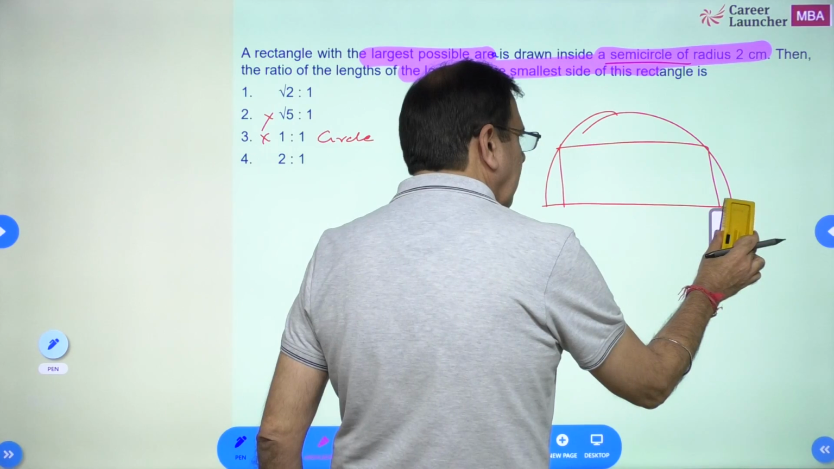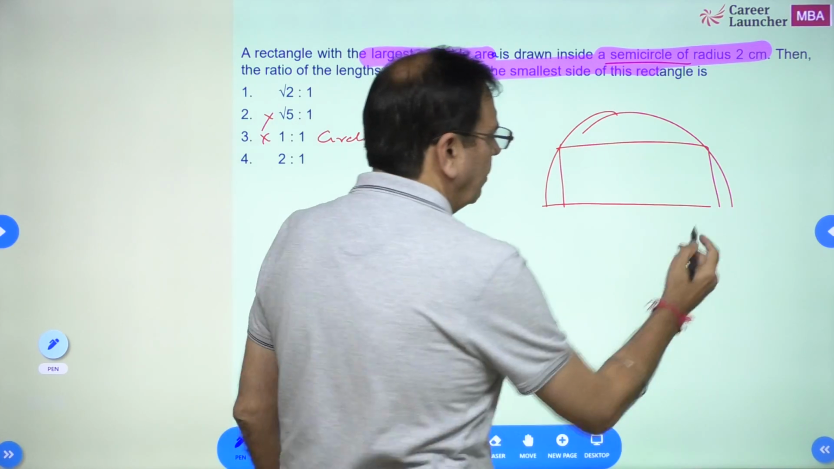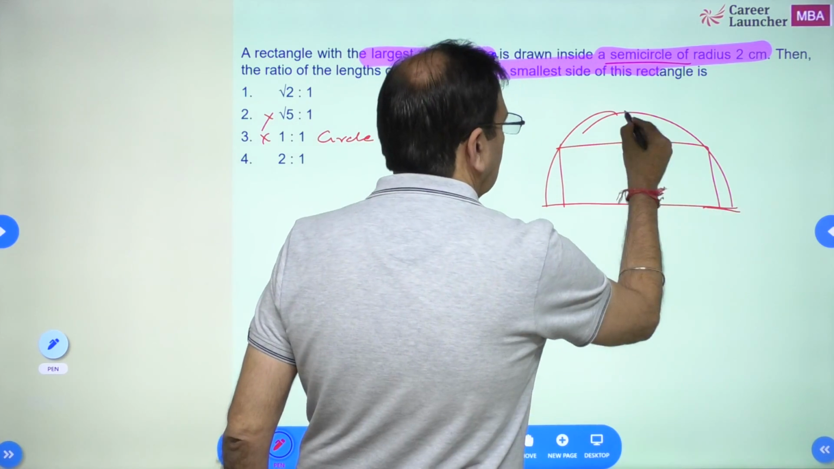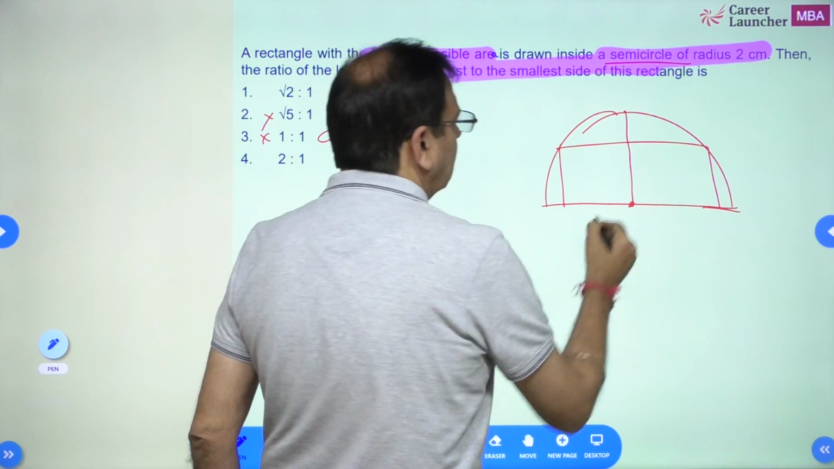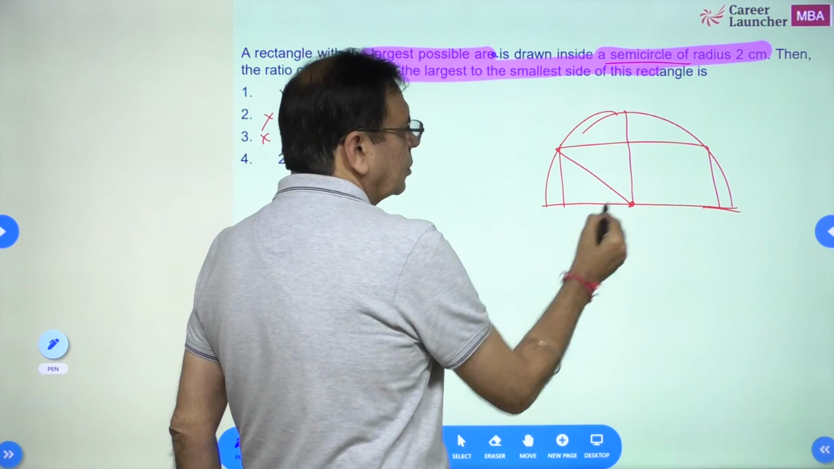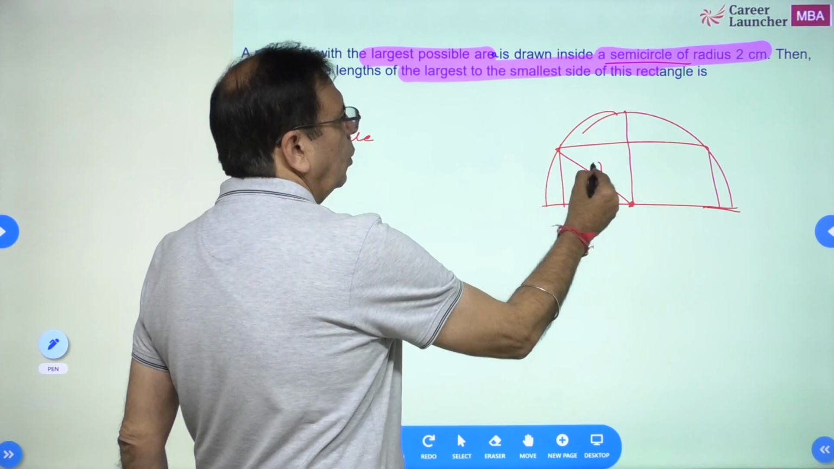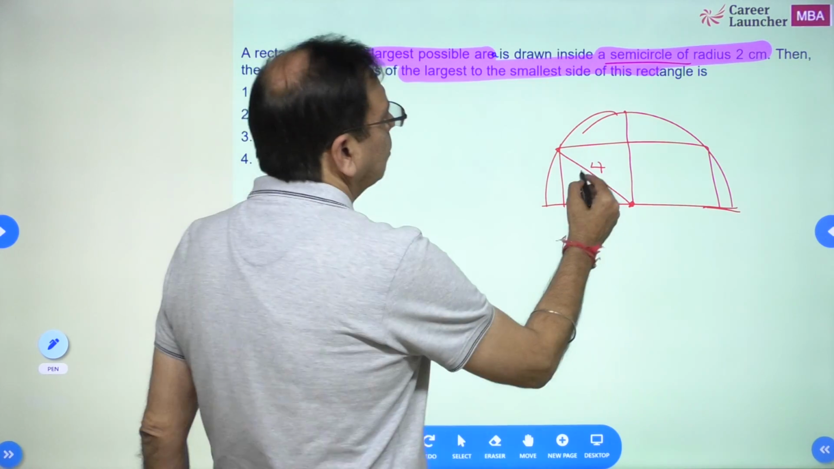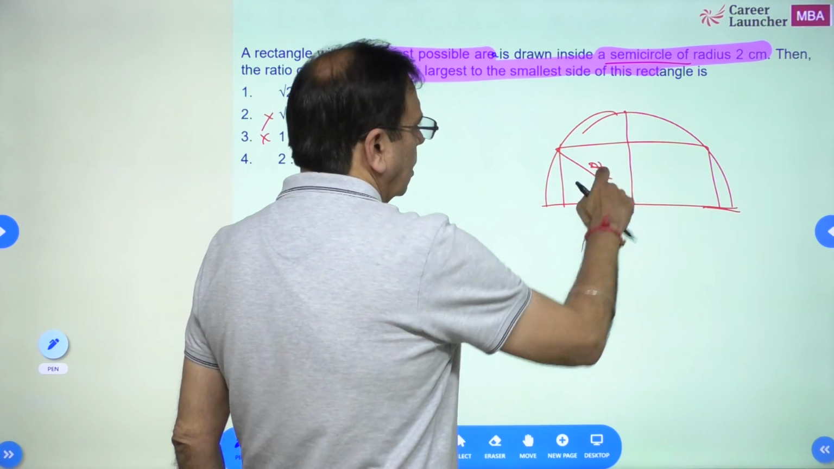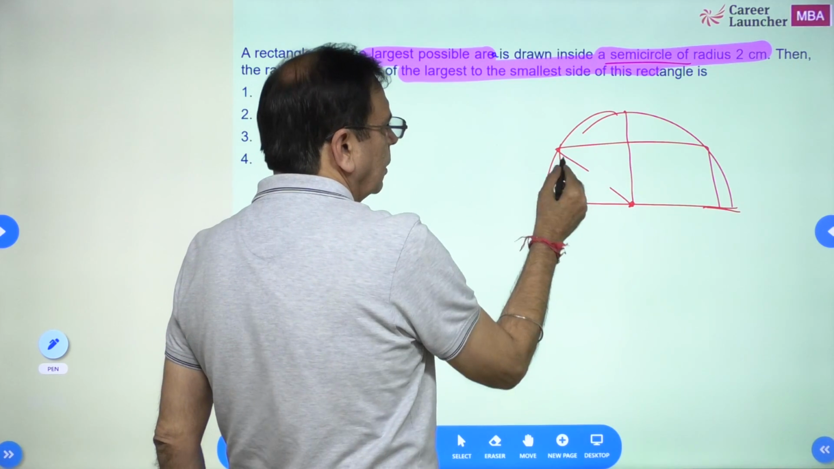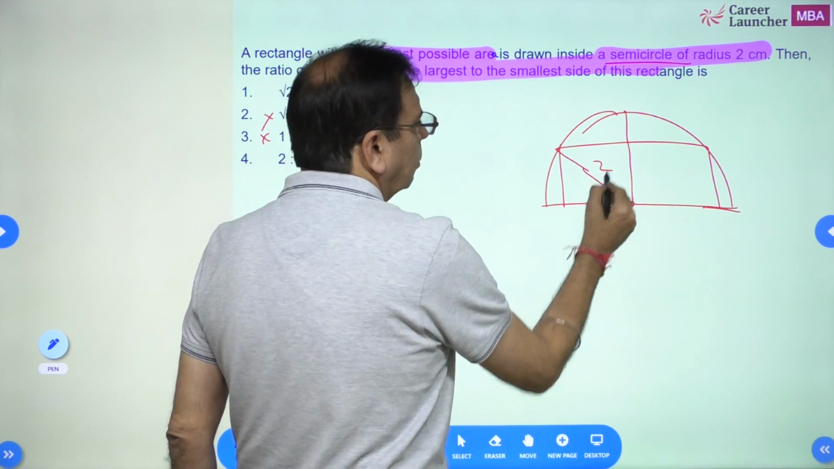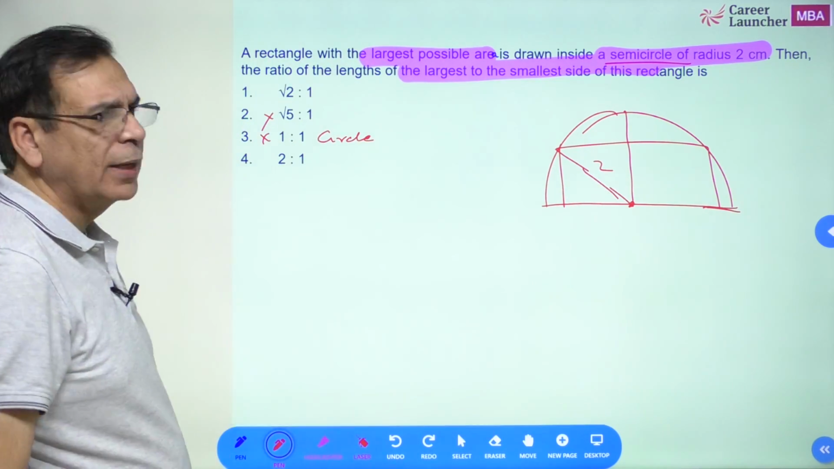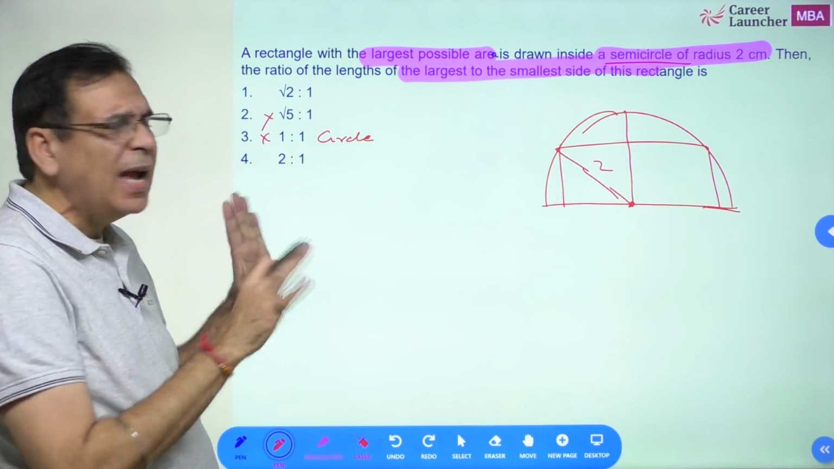Okay, if we look at this semicircle, now look at this. If this is the center, this should be radius. As per the question, this is 2, sorry, this is 2. Radius of 2. So if you look at this, this is nothing but 2. If this is 2, 2 square 4 हो जाएगा ना. So कहीं पे √5 नहीं आएगा.